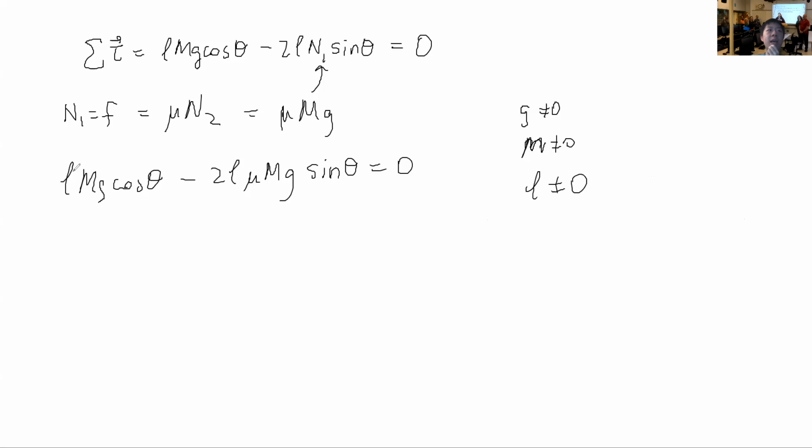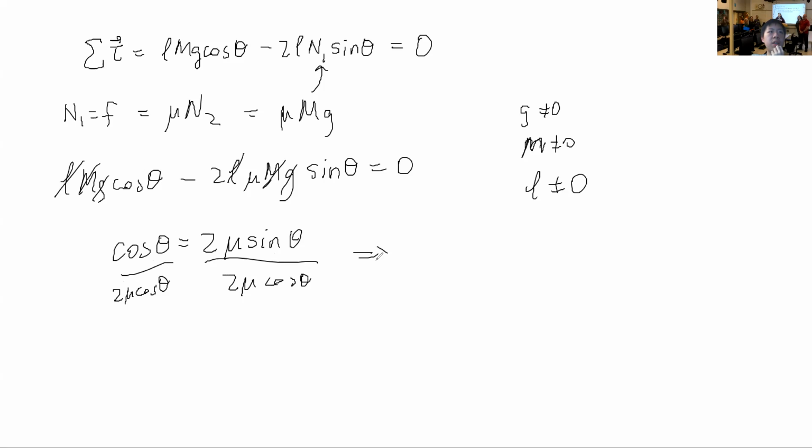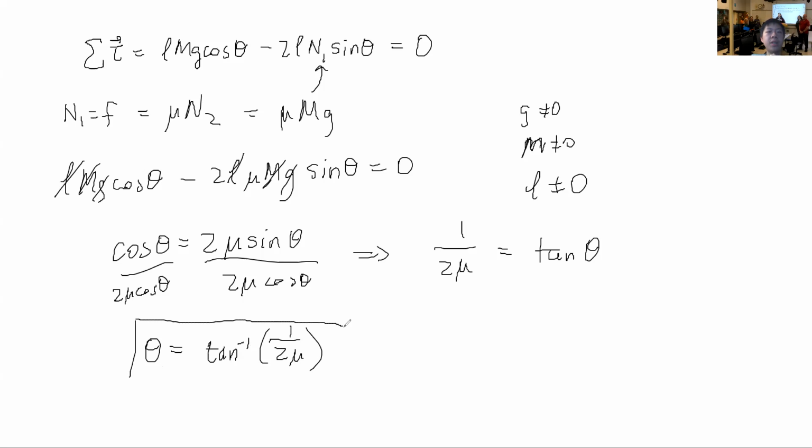Okay, so that means we can actually just cancel all these out. We're dividing out by LMG, right? And then what we're left with is cosine of theta is equal to 2 mu sine theta, right? So let's divide by cosine theta and divide by 2 mu. Therefore we get 1 over 2 mu is equal to the tangent of theta, right? And then that means the minimum value of theta is equal to the arctangent of 1 over 2 mu. And this is our answer in theta.